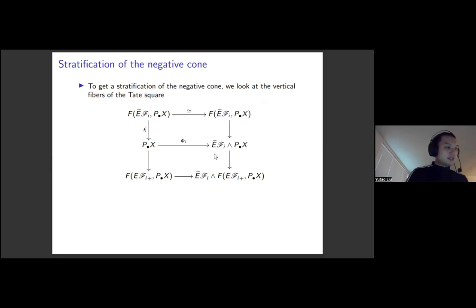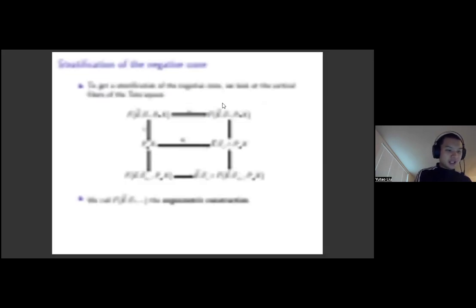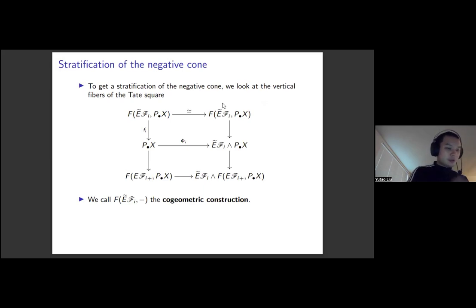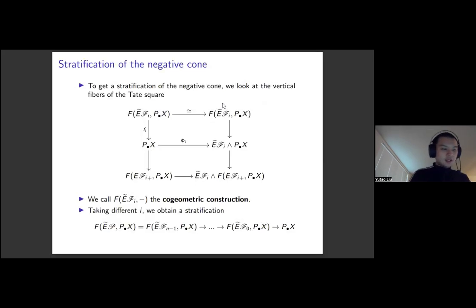So if you want to get a stratification of the negative cone, here is what you can do. We look at the vertical fibers of the Tate square. So the bottom square here is the Tate square in the generalized Tate diagram. We take the fiber of them. Since it is a pullback square, the two fibers are the same as each other, which are the mapping spectrum from tilde EF to the slice tower. And we call this mapping spectrum from tilde EF the co-geometric construction. Then taking different i, you can obtain a sequence in the opposite direction. You have maps from different mapping spectra from tilde EF_i to the slice tower.